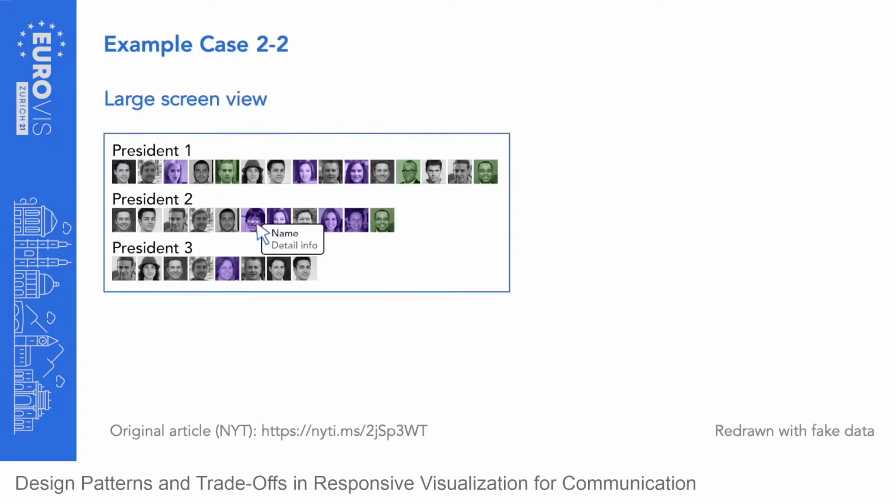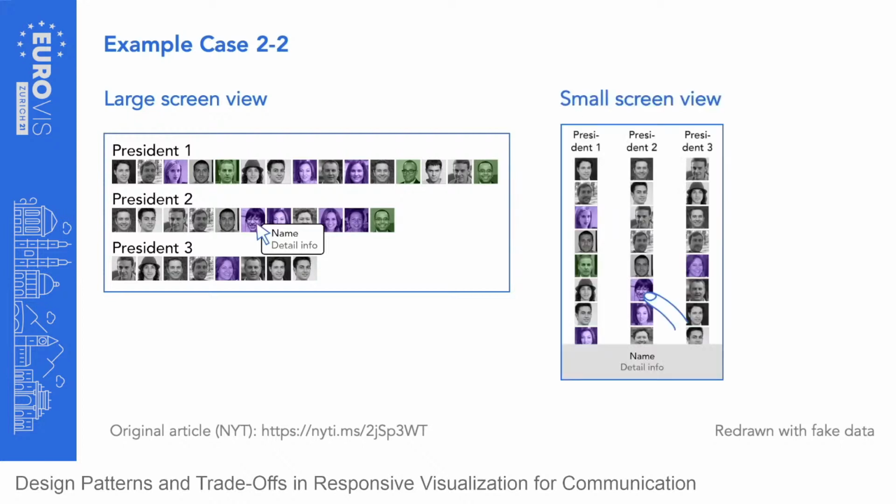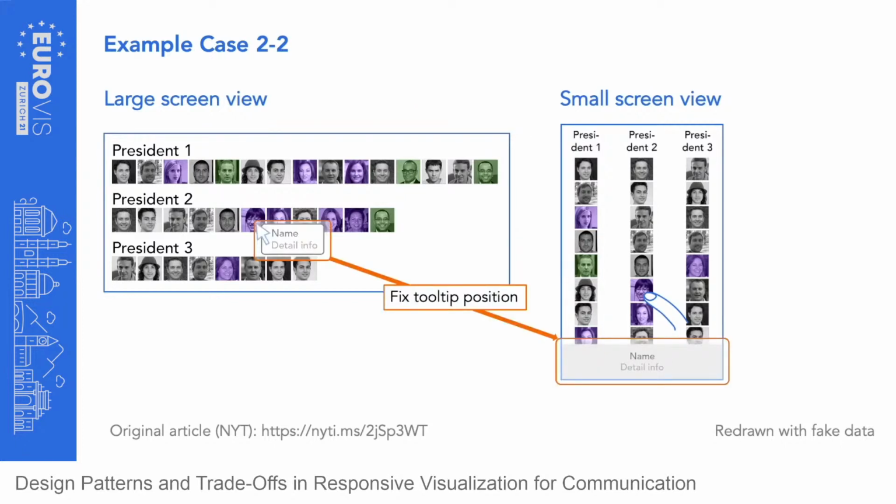However, a similar representation does not always result in the same responsive transformation. This is another visualization from the same news article of the previous example. In the large screen view now, each bar is composed of face images of every cabinet member of a president, where female members are denoted by purple and non-white male members are colored by green. In the small screen view, while the face images are maintained, the axes are transposed. The tooltips are also maintained, but its position is now fixed at the bottom of the screen space, perhaps for more efficient use of the screen space.